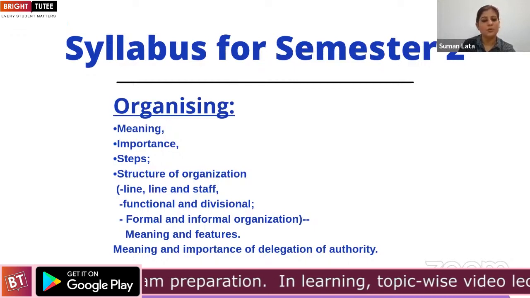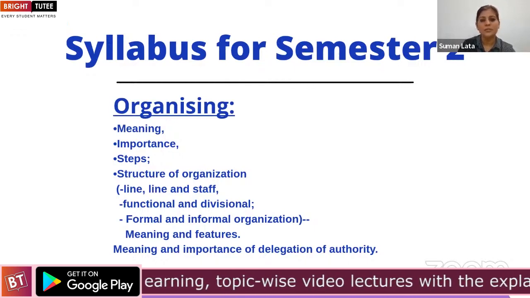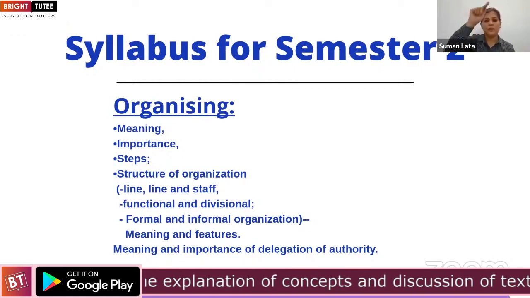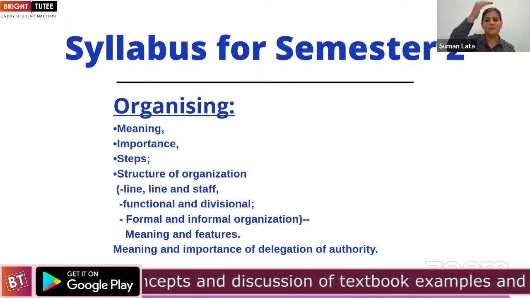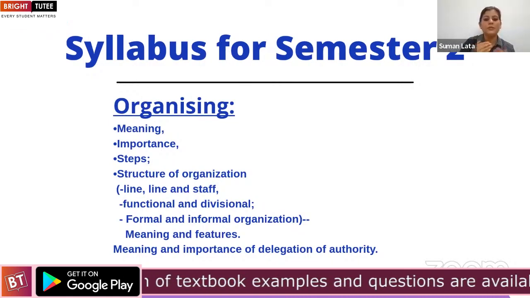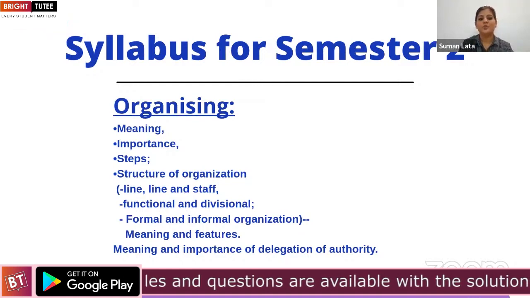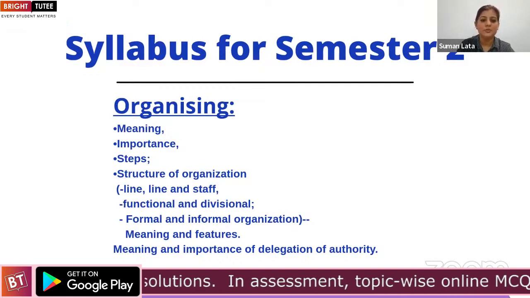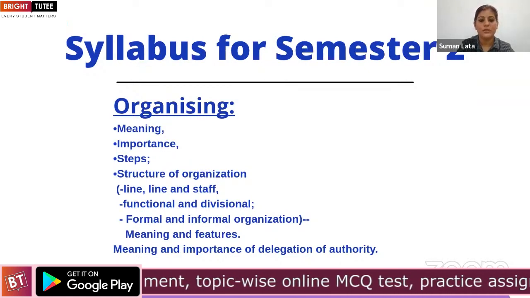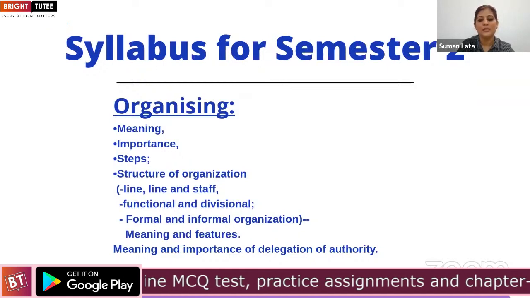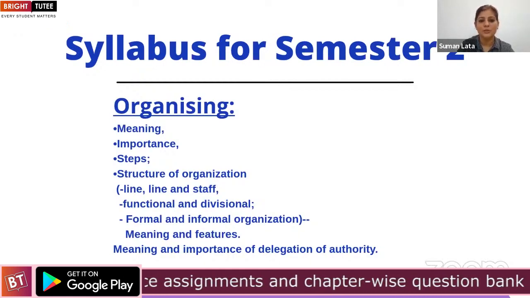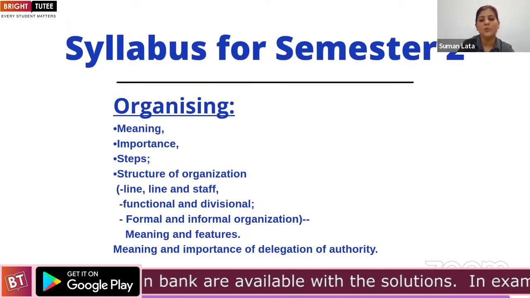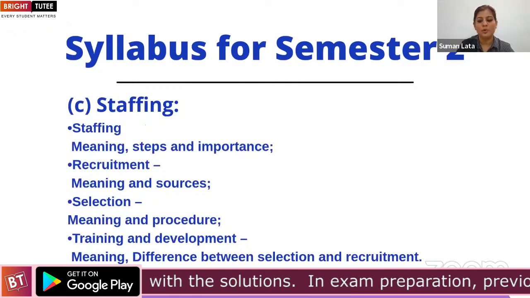So these are the topics in the organizing chapter: meaning, importance, steps. How do we write steps? Present steps in a flowchart like this. First step, arrow, then second step, arrow, then third step. Steps in sequence only. We cannot change the order of the steps. Then structure of the organization: different structures like line and staff, functional structure, divisional structure, formal and informal structure. After that, meaning and importance of delegation of authority. These are the topics in the organizing chapter, and we have to cover these topics only.